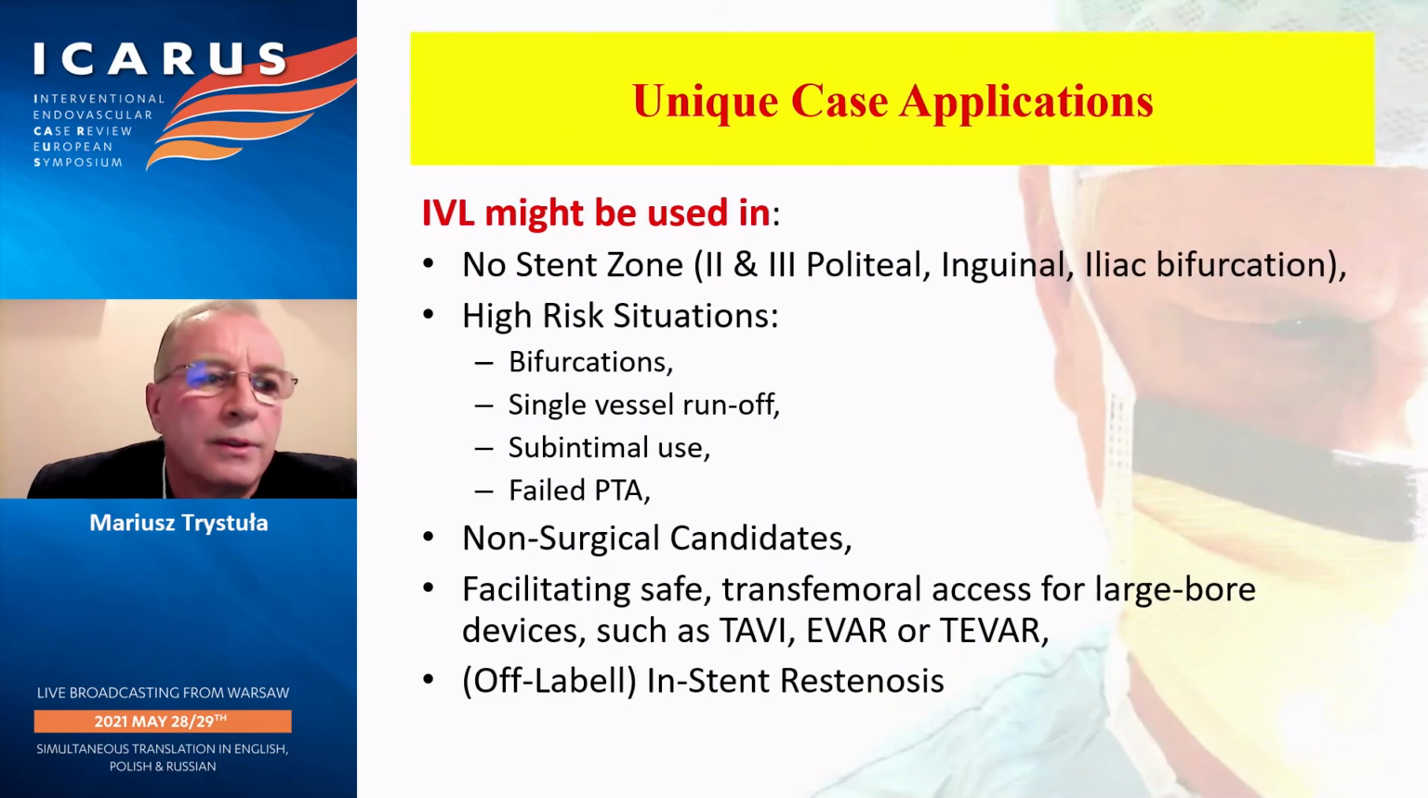And the unique case of this application is that IVL might be used in no-stent zones, meaning second and third popliteal, inguinal, and iliac bifurcation. In high-risk situations, for example bifurcation, single vessel runoff, subintimal use, and failed PTA. In non-surgical candidates, meaning very poor state, facilitating safe transfemoral access for large bore devices such as TAVI and EVAR. It's very interesting. And till now, off-label, in-stent restenosis.